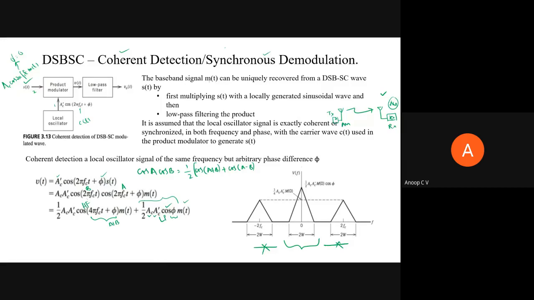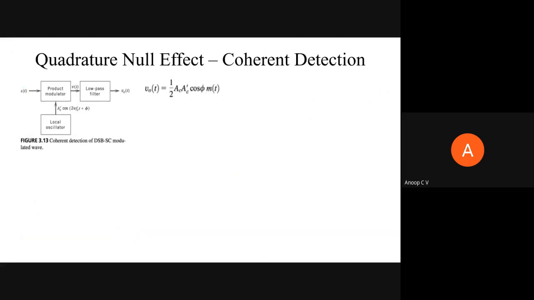So that is what is happening here. If you pass it through a low pass filter, what we will get is the demodulated output. You have to see that it is of course weighted with some constant, half AC dash, and also with cos phi. This cos phi also will be another constant. So this is the coherent detection, a theoretical or mathematical model of DSB-SC demodulation. Now we have to see some more things, the quadrature null effect and all those things.